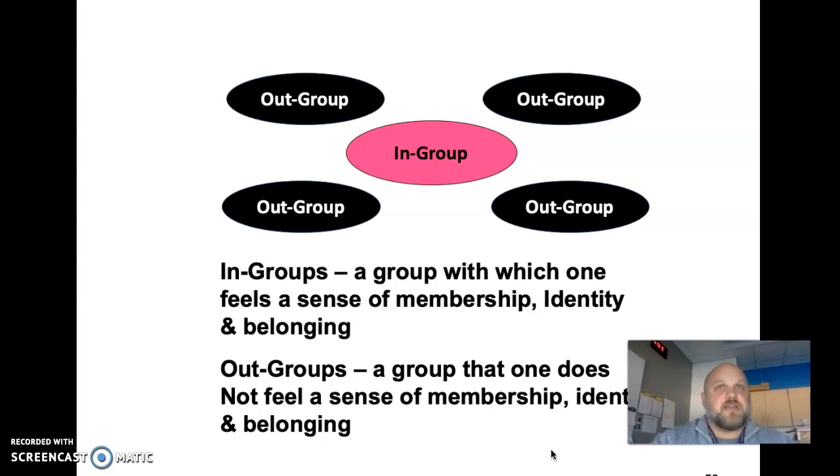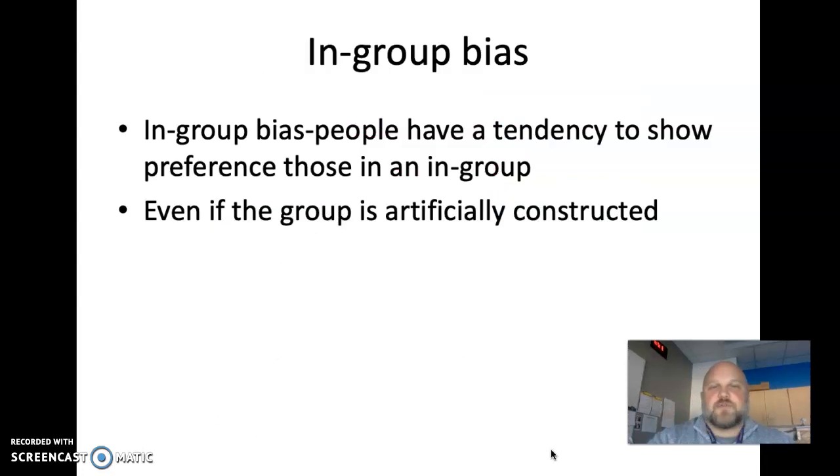So it's like, hey, you're going to be on the red team, you're going to be on the blue team, and then they compete against each other. And it doesn't take long for in-group bias and preference to be created. So again, a lot of this could be artificially constructed. It could be race or religion, whatever, but it doesn't have to be those things. It's pretty straightforward stuff. Again, in-group bias: the tendency to show preference for those in our in-group.